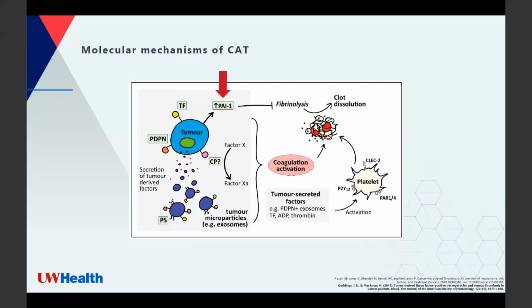And finally, tumor cells may express plasminogen activation inhibitor 1, which inhibits fibrinolysis, and it's also been shown that pancreatic cancers highly express PAI1. And so these are some of the molecular mechanisms by which cancer patients may be predisposed to thrombosis. And it's important to remember that different cancer types may have varying expression of these molecular markers.